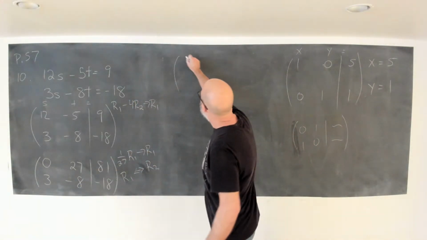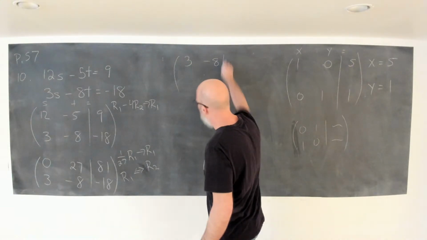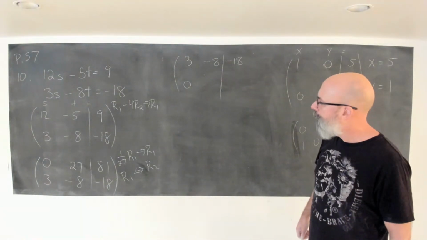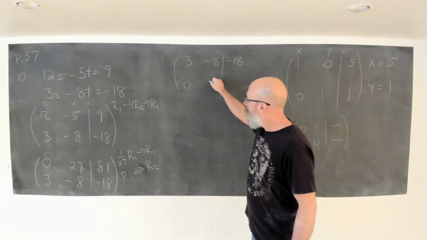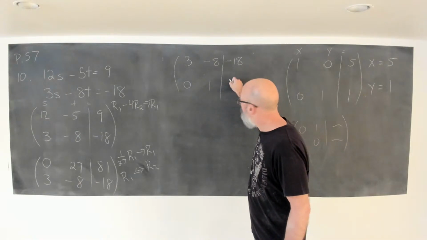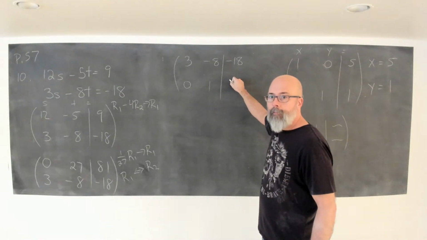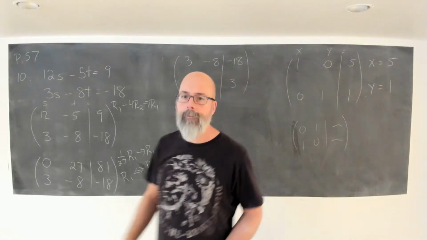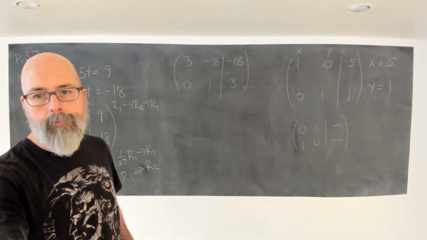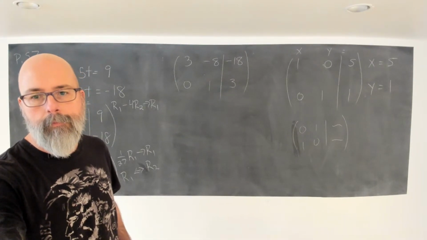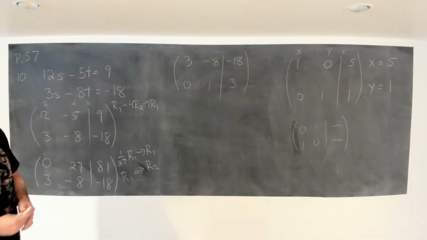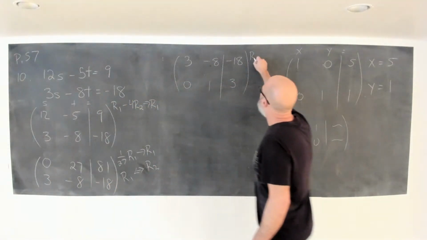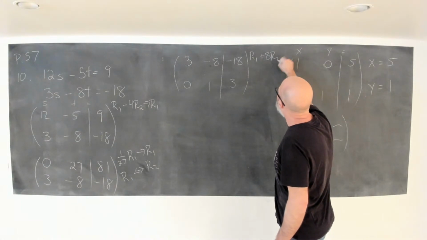This is the new row 1. So 3, minus 8, minus 18. And second row becomes, you tell me, 0, 1, and, does everybody see it? 0, 1, and 3. Thank you. Let's use this 1 to get rid of that 8. Row 1 plus 8 row 2 for row 1.